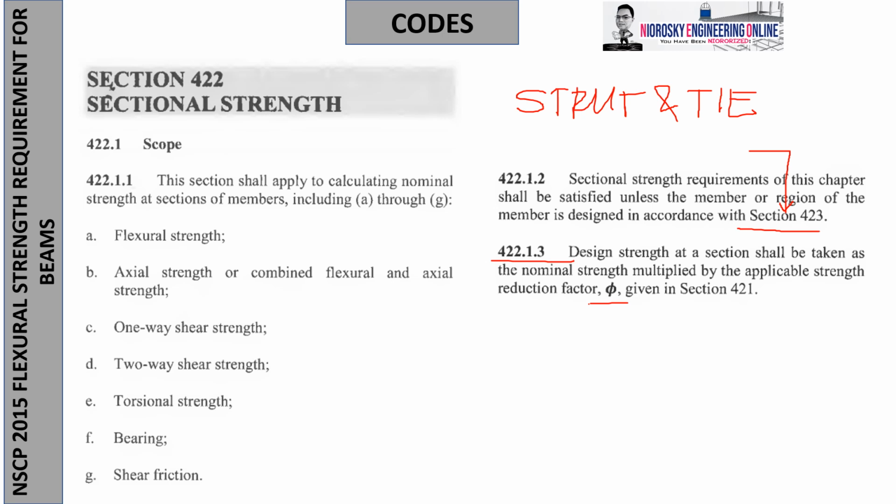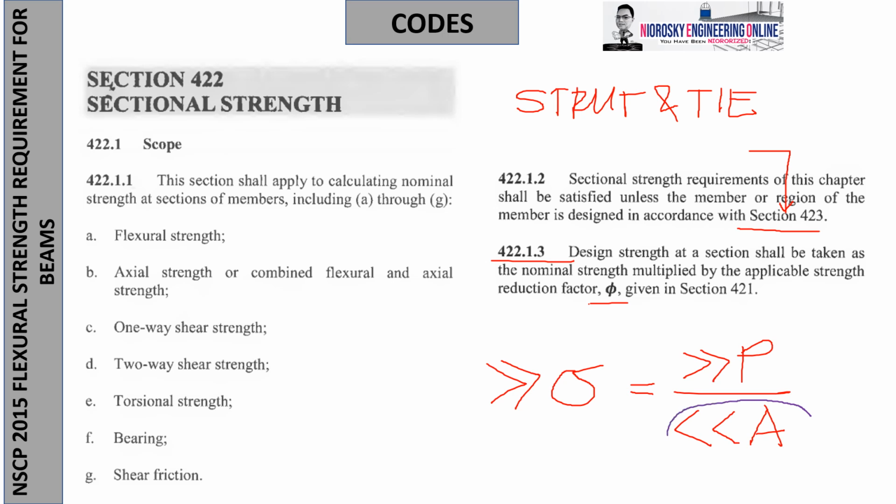Also in 422.1.3, dito po ipapasok yung phi value as a reduction. I discussed in one of my video lectures that our code currently uses the USD or ultimate strength design, also known as strength design or load resistance factor design, where we need to increase the force and decrease the cross-sectional area, since sigma equals an increased value of force divided by a decreased value of area. So, in this category, for us to decrease the area, there should be a reduction factor phi that should be multiplied by its nominal condition. I will separately discuss this in our next video lecture as we progress in the singly reinforced concrete beam analysis. So, that would be our starting point to consider those phi factors. Okay?